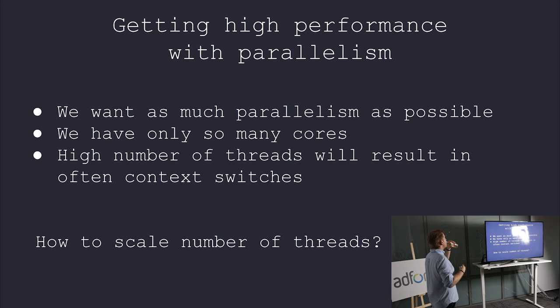OK, so how to get the most performance out of your processing. We want as much parallelism as possible, right? Because if we do a few things at the same time, thanks to Amdahl's law, it will happen faster. You will have the computation result faster. And we have a limited number of cores that we can execute on.